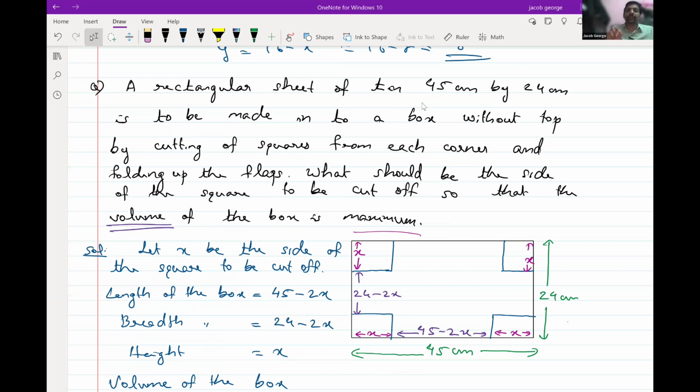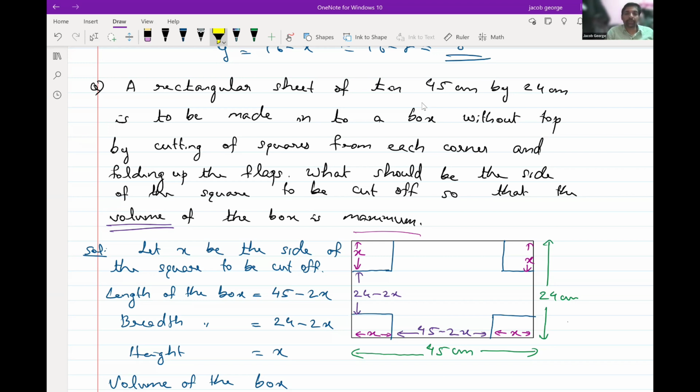So what is this question? A rectangular sheet of tin, 45 centimeter by 24 centimeter, means 45 centimeter is the length and 24 centimeter is the breadth, is to be made into a box without top by cutting off squares from each corner. In the diagram, it is clearly given. We have to cut squares of equal sides. That equal side I have taken as x from each corner, and folding up the flaps.